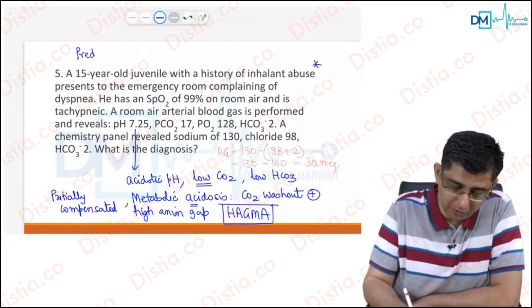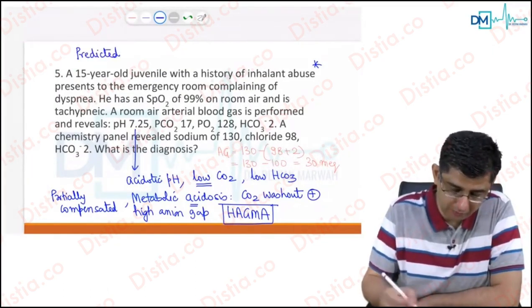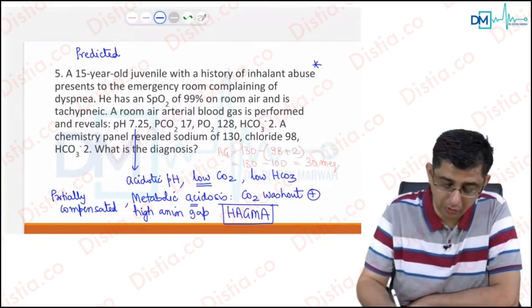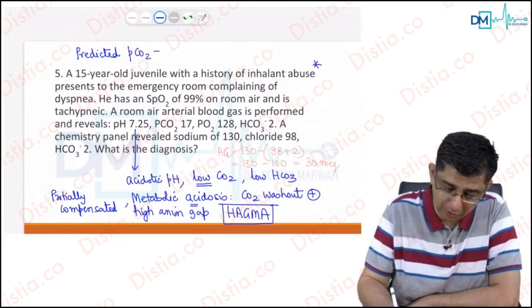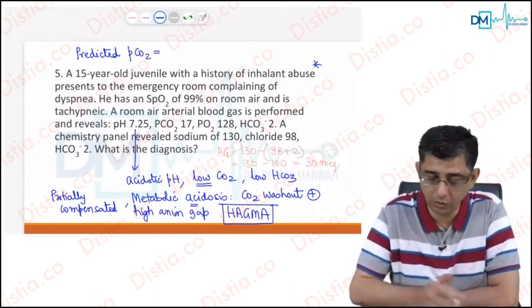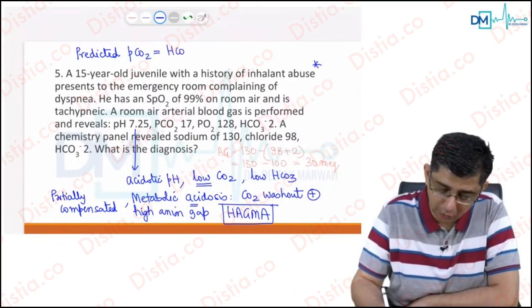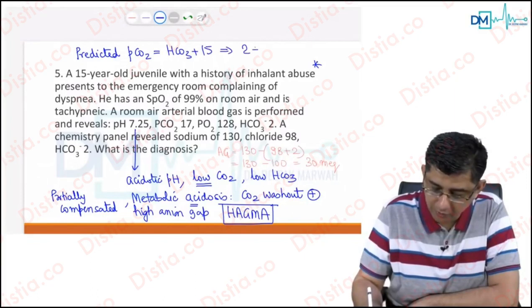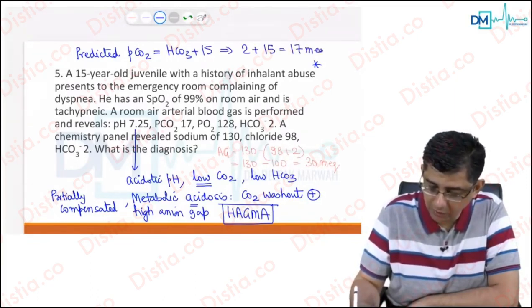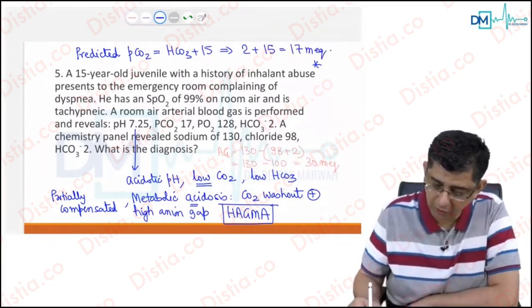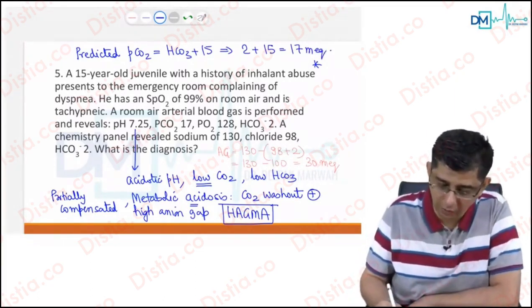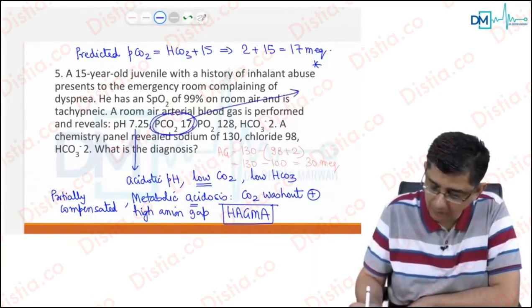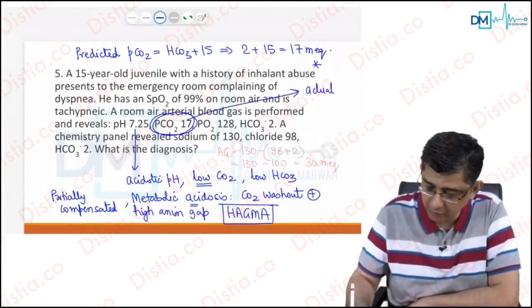whether the compensation is occurring or not. There is a mathematical rule that a lot of guys are interested in. The predicted PCO2 of the patient has to be compared with the actual CO2. Predicted PCO2 value should be bicarbonate plus 15. The bicarbonate value of this guy is 2. If you add 15 to this, it will work out to be 17 milliequivalents. You can notice the fact that the actual value of the PCO2 of the patient is also 17, and the predicted value is also 17.